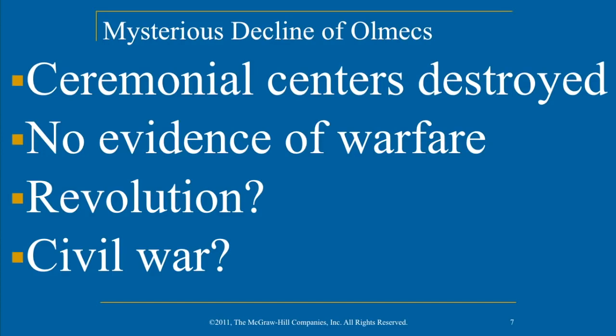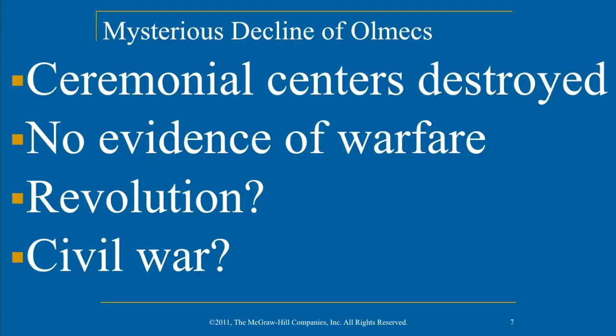Now we know there was this weird, mysterious decline of the Olmecs. We know at some point their ceremonial centers were destroyed, but there was no evidence of warfare, so there wasn't evidence of other societies coming in. We do have some problems in trying to figure this out because the only evidence we have is that many of their religious centers, their ceremonial centers, were destroyed. Many of the religious statues and different things related to the ceremonial cults were destroyed, defaced. Some of the statues were even buried or broken.